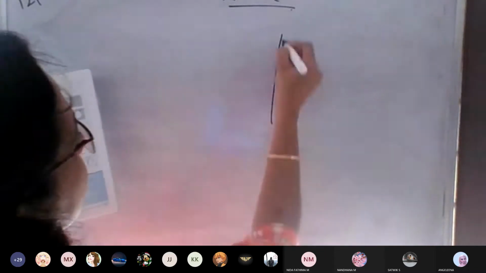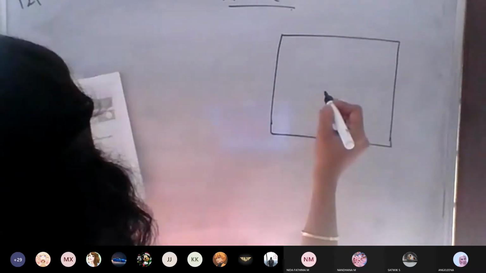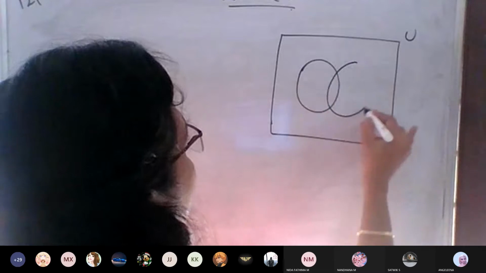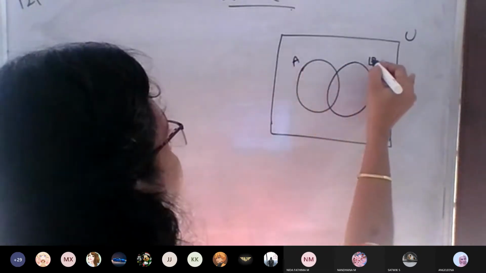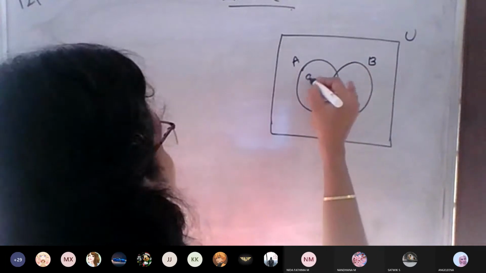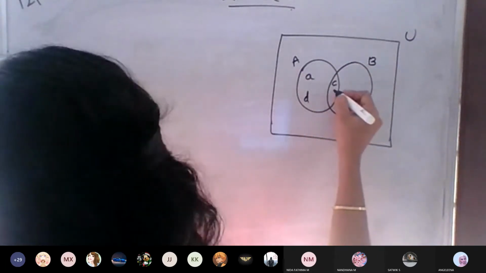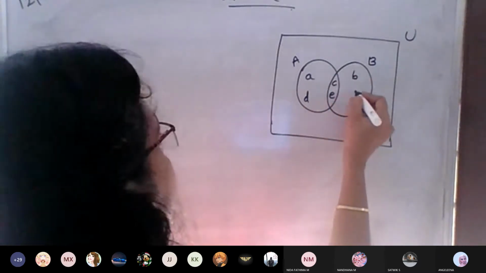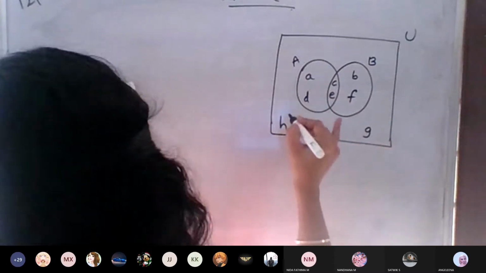So one figure is given there. Venn diagram, universal set U. Everyone draw it in the notebook. If you have the textbook, no problem. Otherwise you have to draw it, or you won't get it. So A, D. Inside that, the intersection part is C, E. Then B, F. Outside, G, here H.